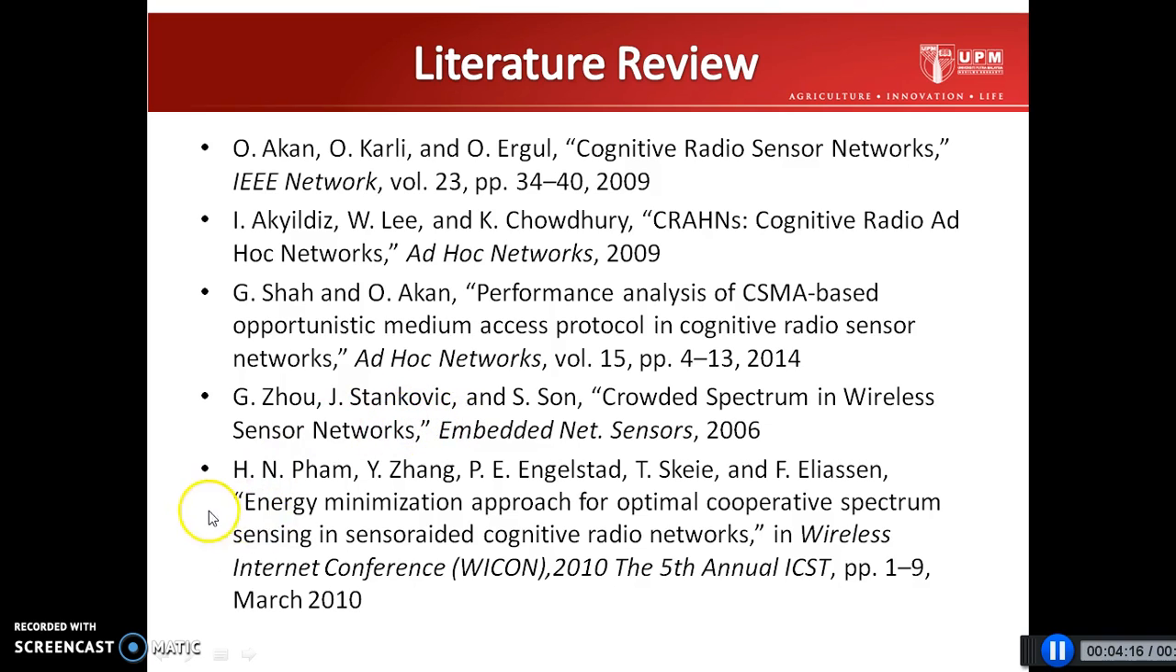So the next one is by Farm on the energy minimization approach for optimal cooperative spectrum sensing in sensor-oriented cognitive radio network. This cooperative spectrum sensing is proposed for CRSN to determine the upper and lower bound for sensing. However, the nodes don't minimize the power, and thus the power consumption is not reduced.